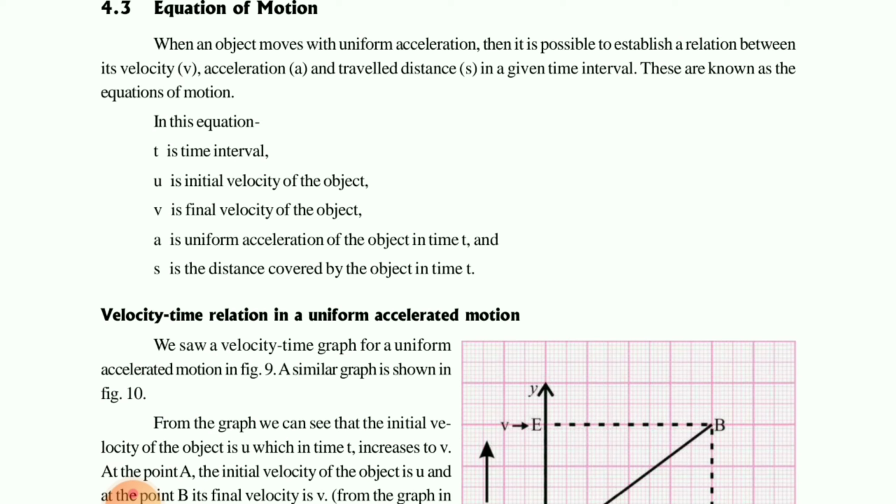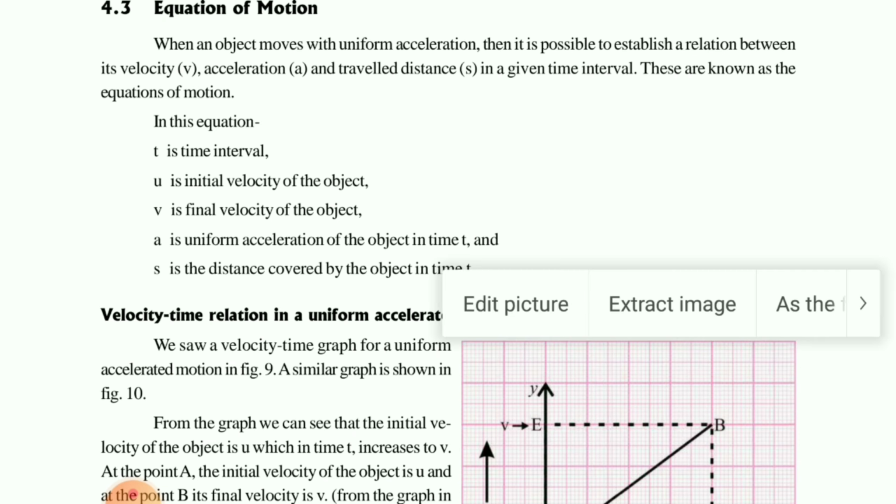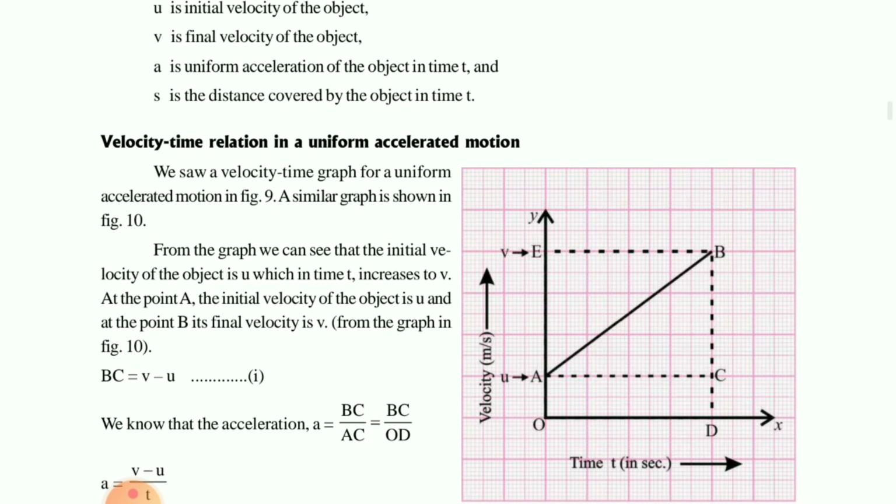U, initial velocity of the object. V, final velocity of the object. A, acceleration of any object with time t. S, distance covered by an object with time t. Okay children, so these are all important terminology which is used in your laws of motion. Very important this one. Nicely you have to learn. Okay. Then see children, next one. Velocity time relation for the uniform acceleration motion.